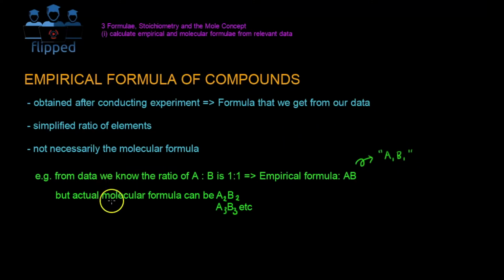But in actual fact, the molecular formula can be A2B2, A3B3, or whatever, AnBn, etc. So this is the molecular formula. But AB is just the empirical formula, which is just a ratio. You can multiply by whatever number to get the actual molecular formula. Let's start off with the empirical formula first.